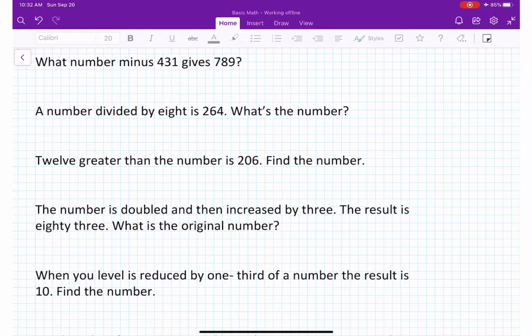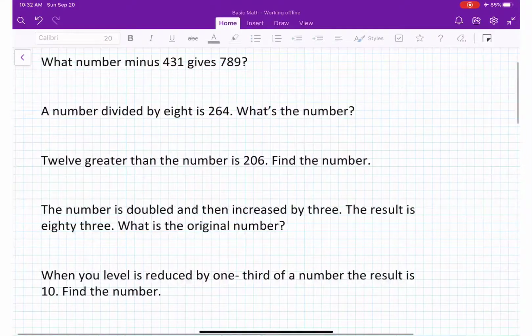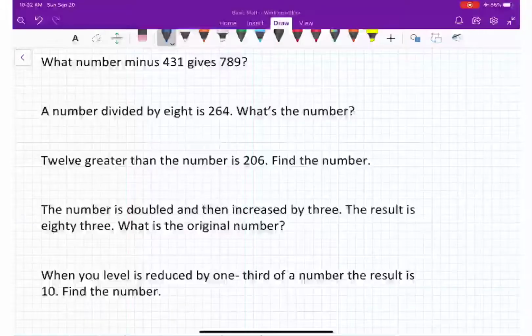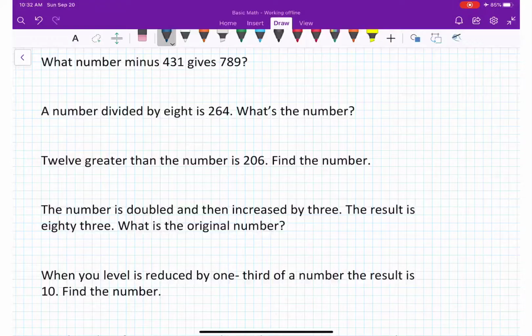Okay, let's start solving word problems using equations. Question number 1. What number x minus 431 gives 781? Okay, we'll find out that number.